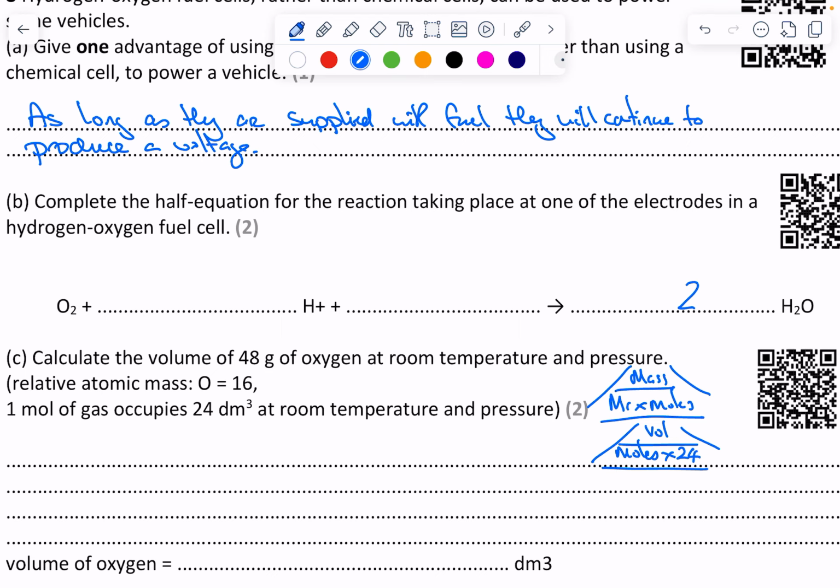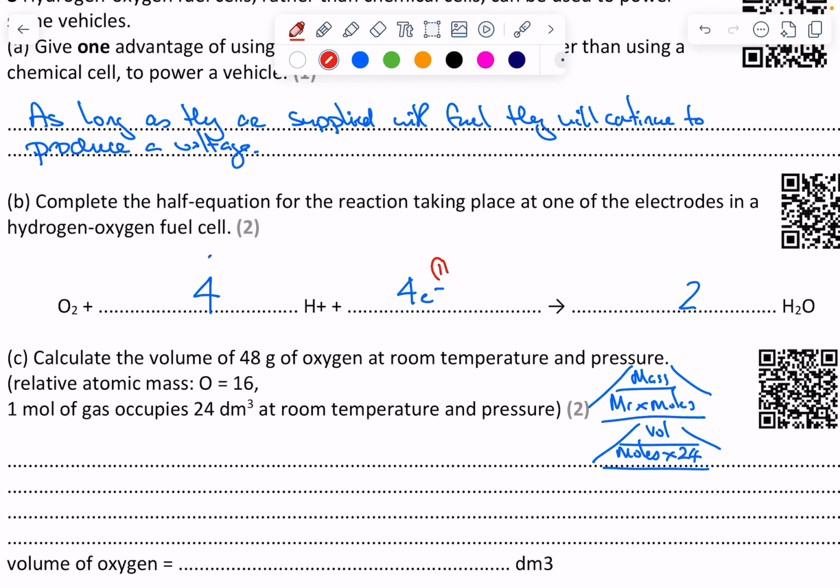So if I come back over here and therefore put a 4 in front of the H+, because I've got 4 positive hydrogen ions, I'm also going to need 4 negative electrons in order to balance out the charge on that side of the equation. Marks wise, you get 1 mark if you put down the electrons here, and you get another mark if all the balancing is correct.